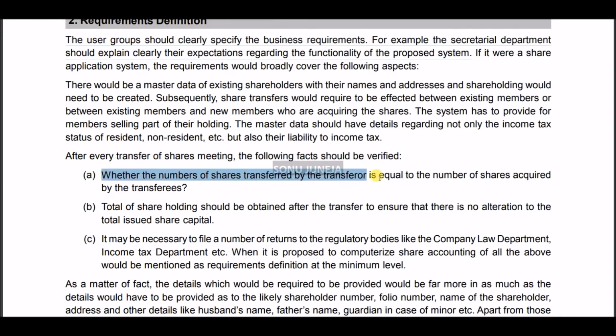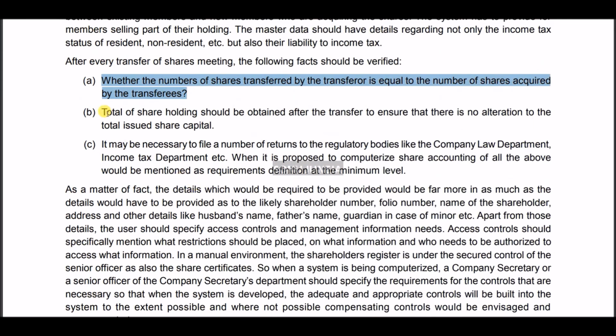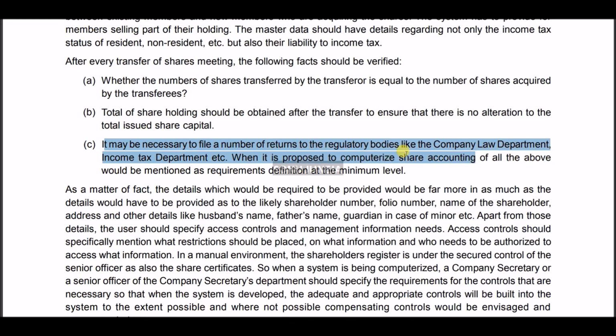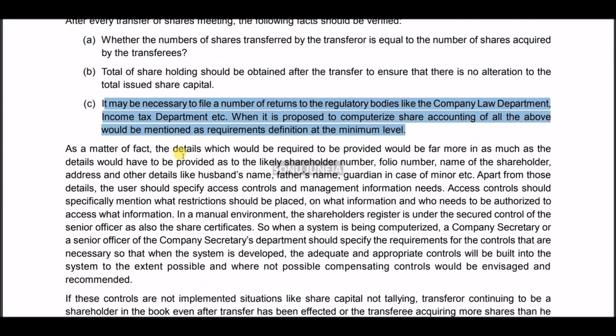So whether the number of shares transferred by the transferor is equal to the number of shares acquired by the transferee. First, the total number of shareholding should be obtained after the transfer to ensure that there is no alteration to the total issued capital. It may be necessary to file a number of returns to the regulatory bodies like the company law department and the income tax department. When proposed to computerize shareholding, all of the above would be mentioned as the requirement at the minimum level.